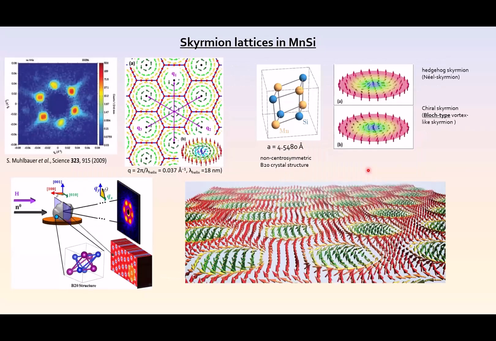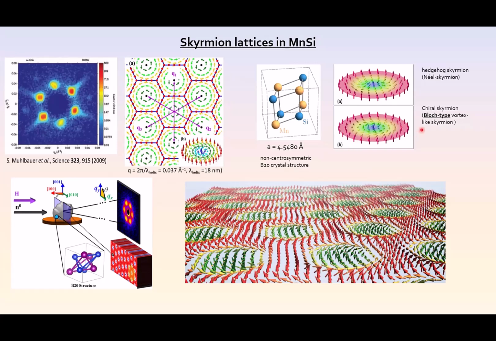For example, static or elastic scattering is quite straightforward. It was done some years ago. The scattering looks similar to the case of flux line lattices. But we try to use inelastic scattering. Here you can see the geometry of the experiment, which gives you the structure formed by these 3 Q vectors. The distance between them is around 18 nanometers.